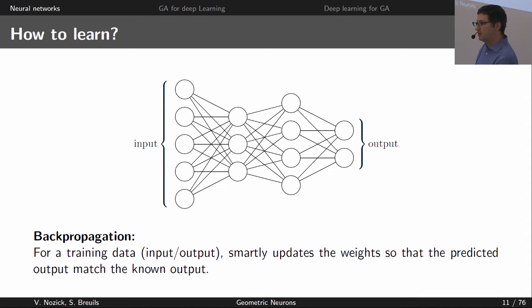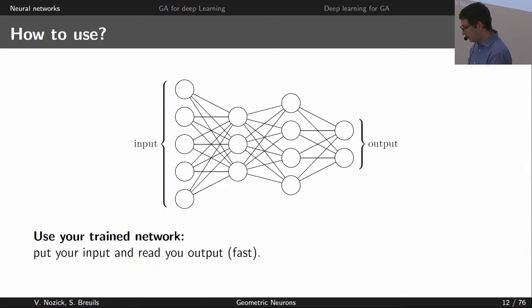What you have to keep in mind is that everything you use in your network should be differentiable, and that's all. If you just care about this, that's fine. Training may be long, but using is much faster. Usually using is fast: you just put in some data, feed forward, and get your output. Okay.